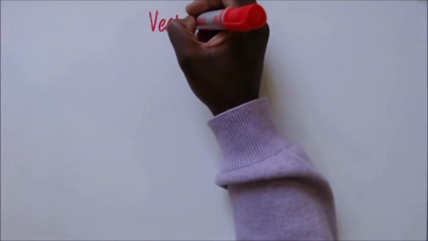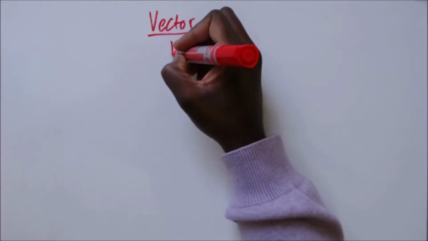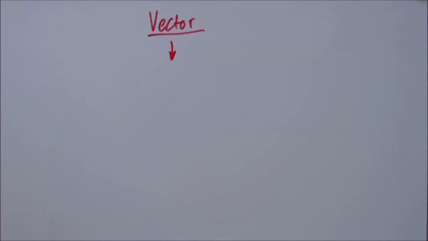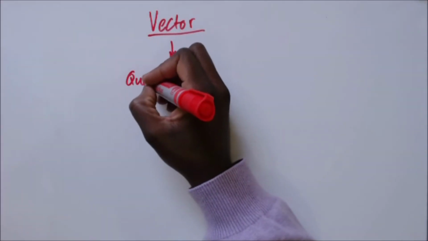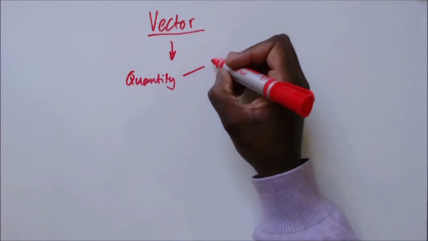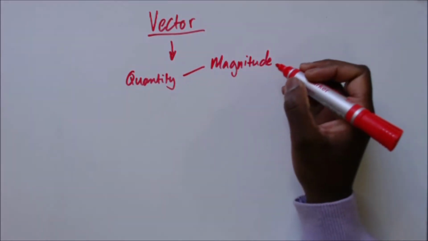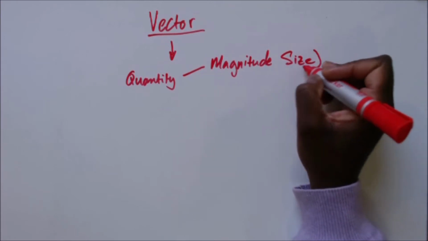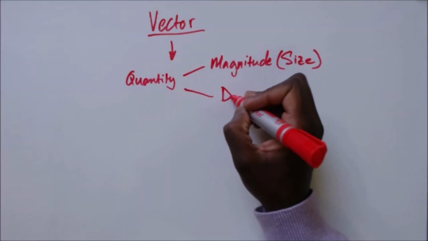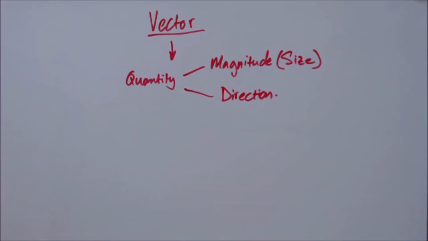You would have seen this word vector in your study of physics, and you'd also have seen the definition of vector. Now, a vector is a quantity that has two things: it has magnitude, and magnitude is just size, and it also has direction. So vectors have magnitude and they have direction.